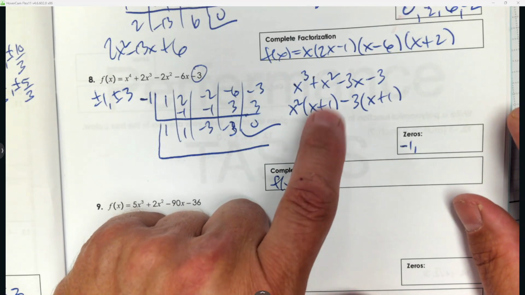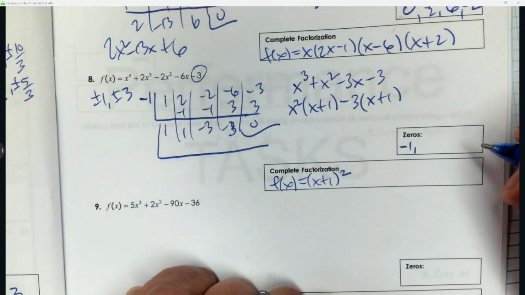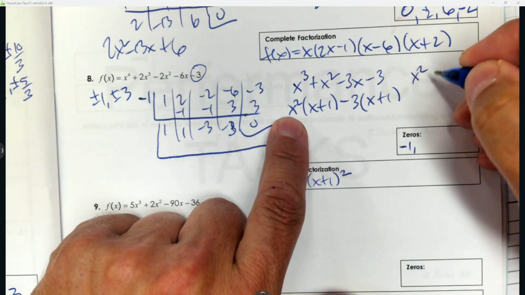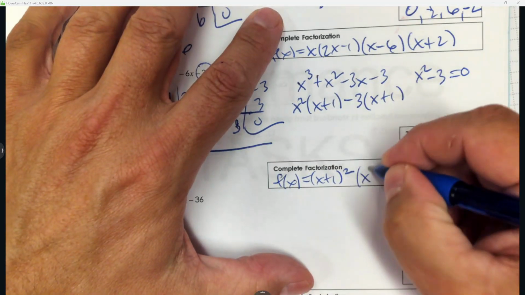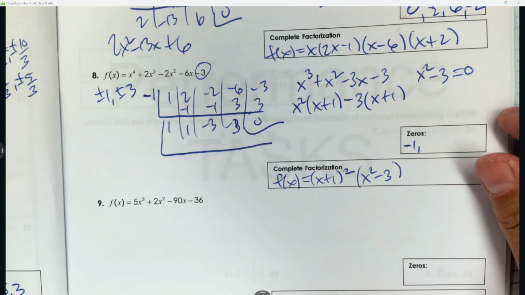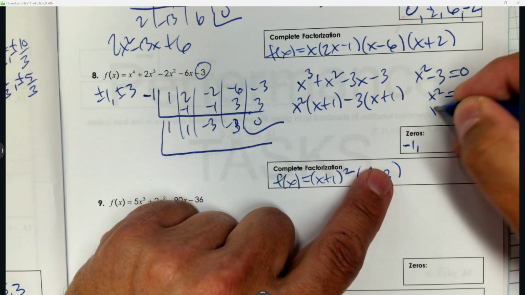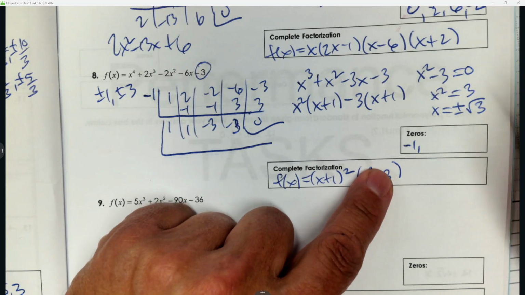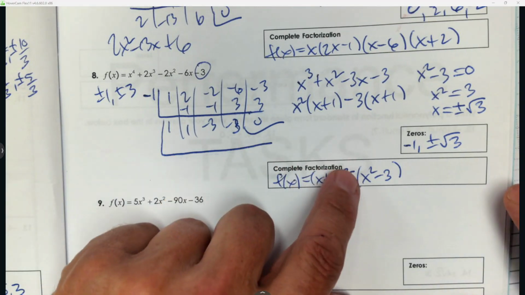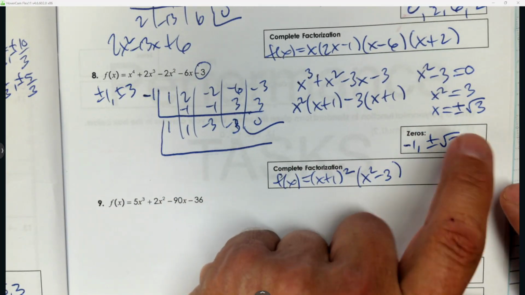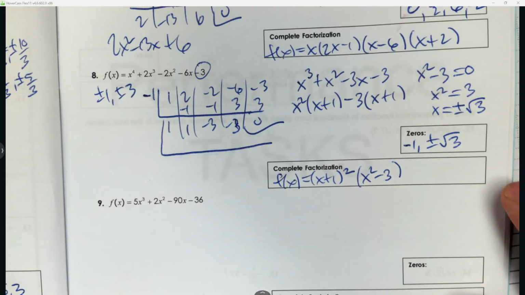Here I see x plus 1 again as a factor. So that means it's squared. It showed up twice. And then what I'm left with here is x squared minus 3. I'm going to make it equal to 0. I'm going to write that down. X squared minus 3. And then I'm going to solve it. So I'm going to add 3. And when I square root it, it's going to be plus or minus. It's going to be irrational. So we have a zero at negative 1, and it's repeated, and plus and minus root 3, which is irrational. So rational and irrational. All right, number 9.